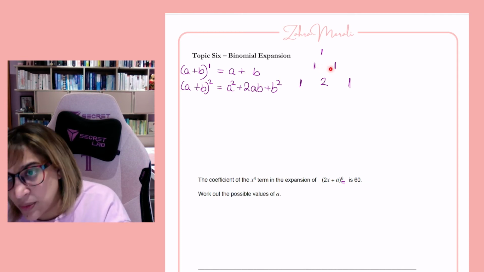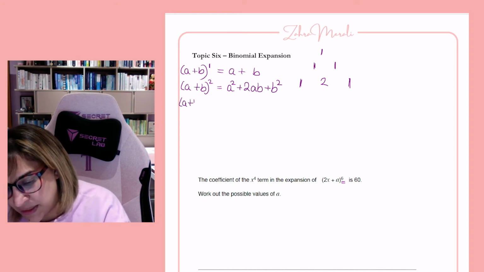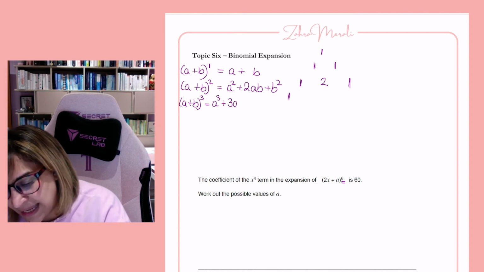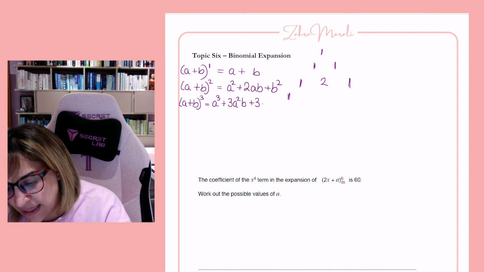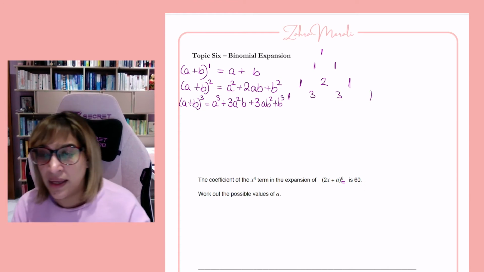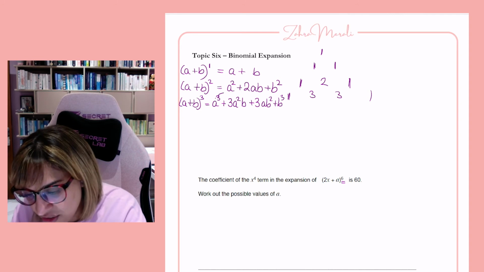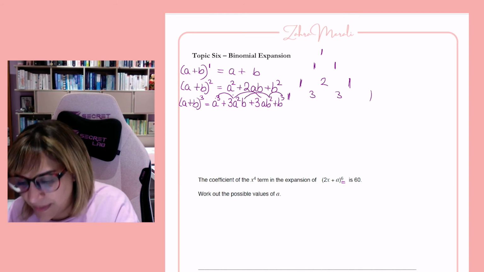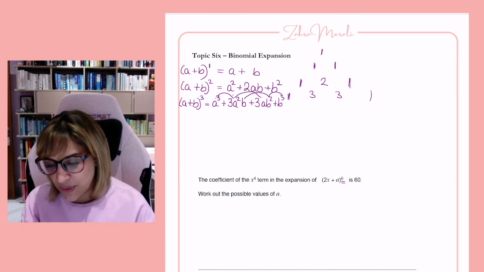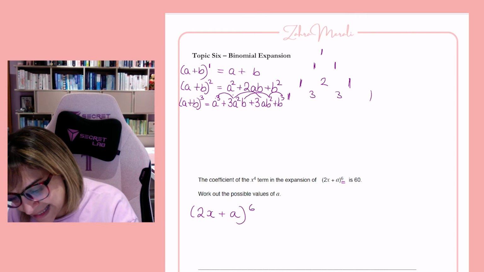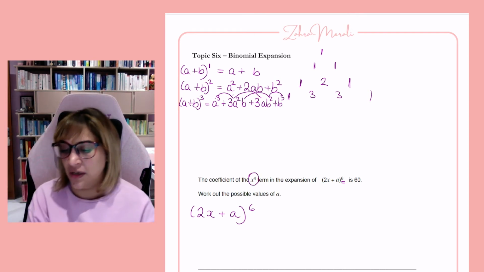And what we start to notice is when we add these two, we get that, and there's always 1s on the outside. So if I had (a + b)³, I get a³ + 3a²b + 3ab² + b³. So every single time, the first term is going down in power, and the second term is going up in power. Okay? So if we think about this, we've got (2x + a)⁶, and we're looking for the x⁴ term.